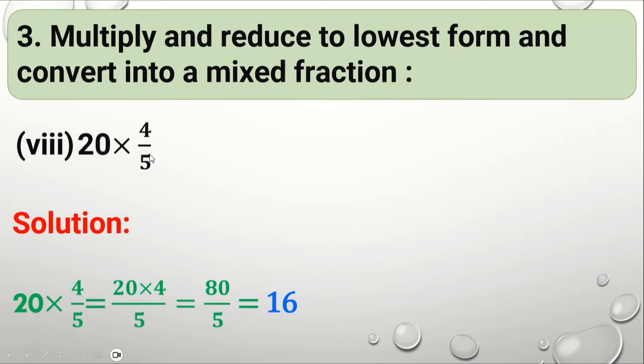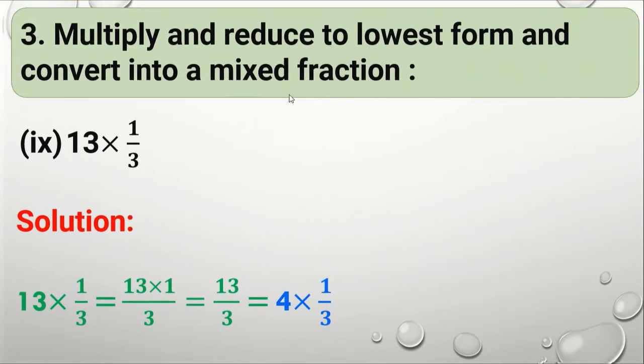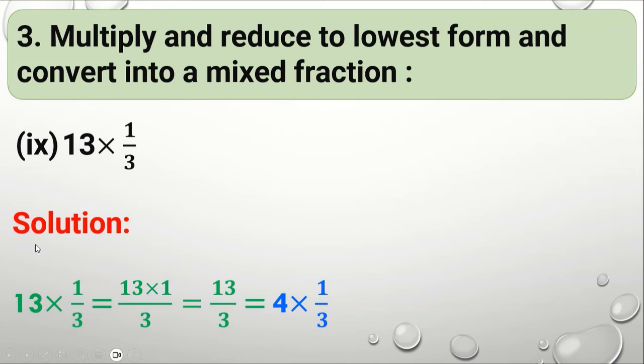Next, 20 into 4 upon 5. Here also 5 ones are 5 and 5 fours are 20. So 4 fours are 16, directly you can do, or you can do 20 into 4, that is 80 upon 5. So we will divide, we will get 16 as the answer. Next, 13 into 1 by 3. So 1 into 13 upon 3. 13 upon 3 is the answer, and mixed fraction is 4 and 1 by 3.